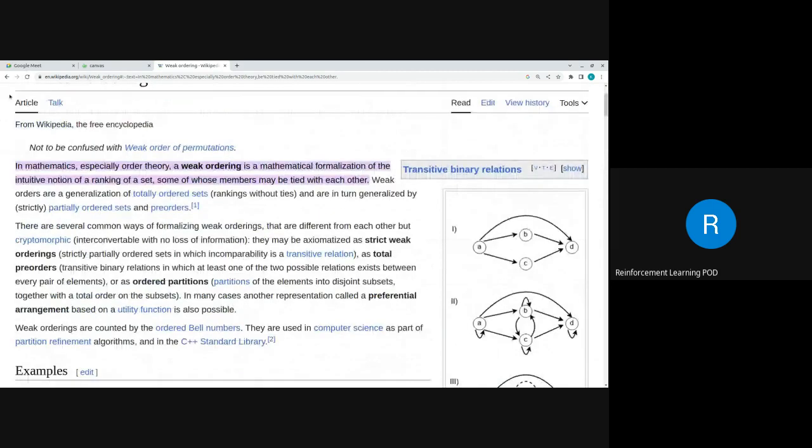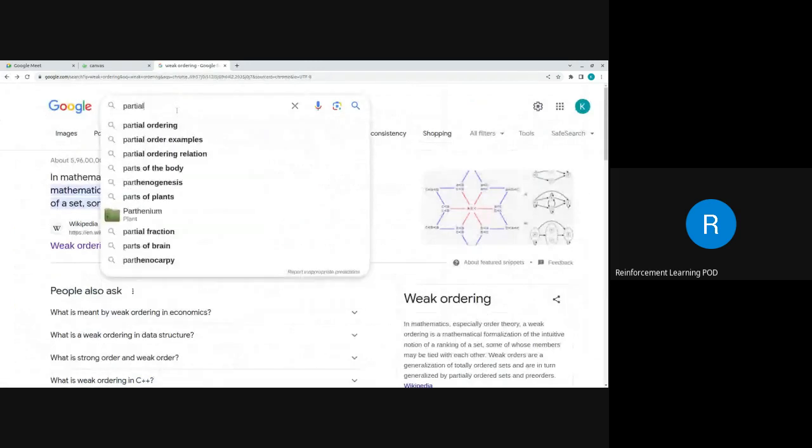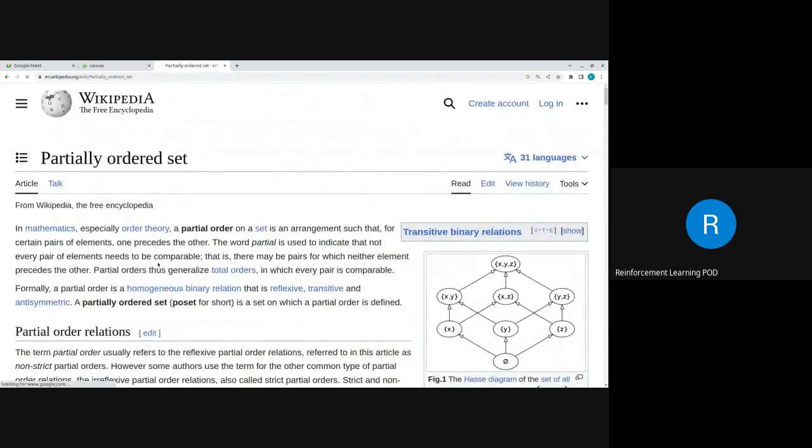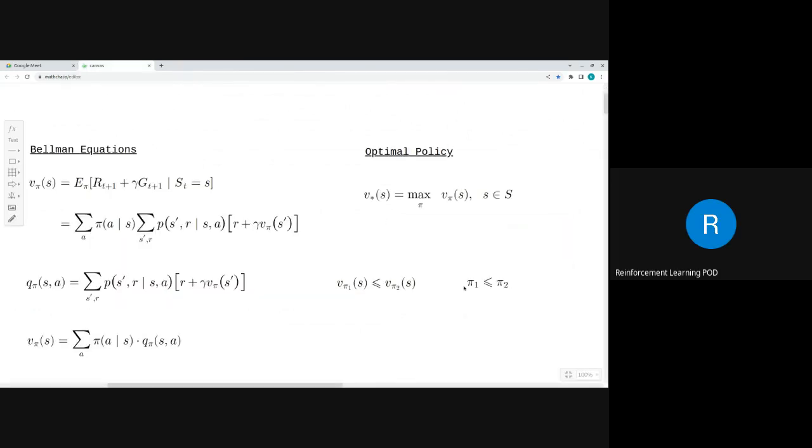Is there anything called partial ordering? It is a relation such that for certain pairs of elements, one precedes the other. Not every pair of elements can be compared. So maybe a better term for this is partial ordering. Any two policies cannot be compared. If the value function of one is less than or equal to the value function of the other for every state s, then you can say that pi 1 is less than or equal to pi 2. If not, you can't compare the two policies.